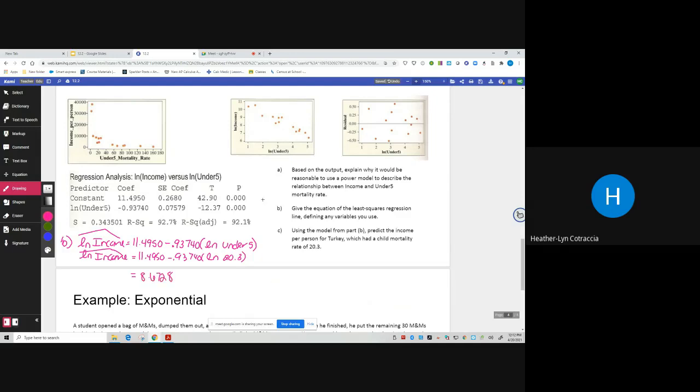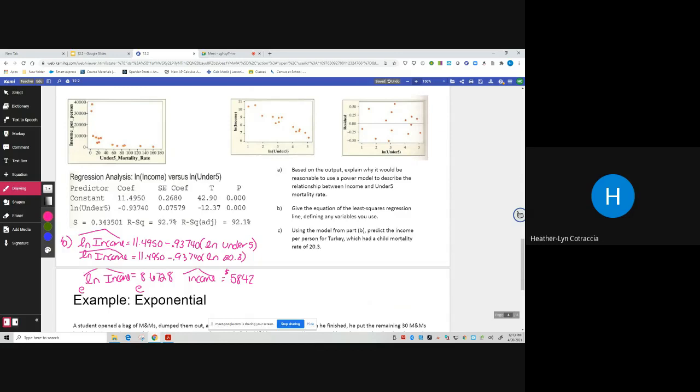And again, with that, that does not make sense. So that should lead you to believe that you're just not done with the problem yet. So now you have to figure out how to undo a natural log. To undo a natural log, you're actually going to E both sides. So therefore, your income predicted will be equal to E to the 8.6728, which is equal to $5,840.42. And again, not that far off from the other ones.